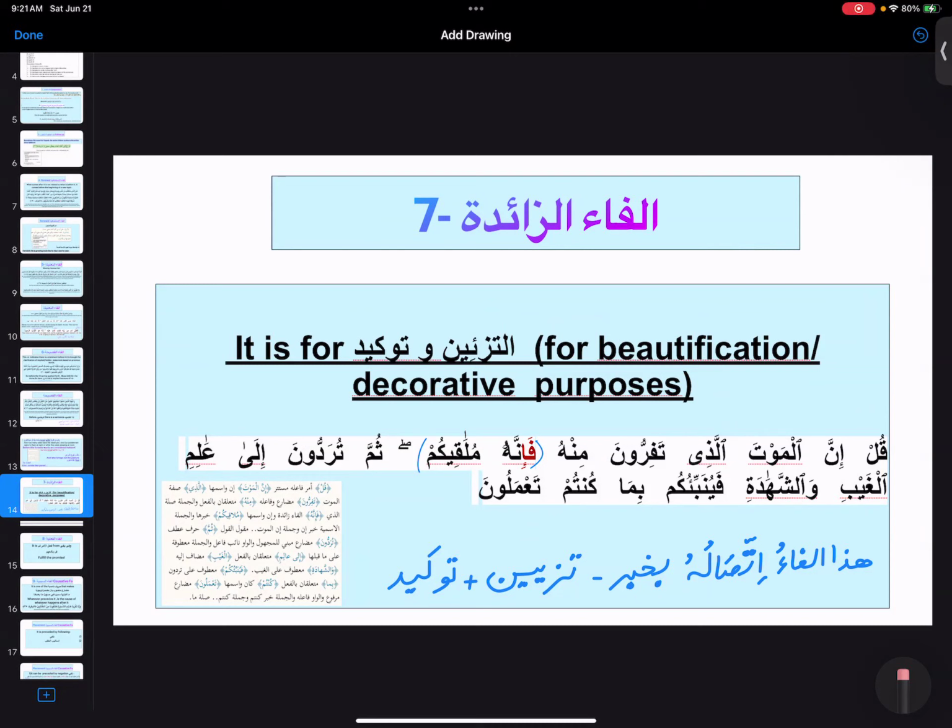Okay. So now the next one, this is the new one for today, Fa Zaida. They are saying that this is just for the beauty. That is a decorative Fa. Right? So, Kul innal maut allazi tafirruna minhu fa innahu mulaqikum. This kind of Fa is going to attach with the khabar if we have Jumla Ismiya.